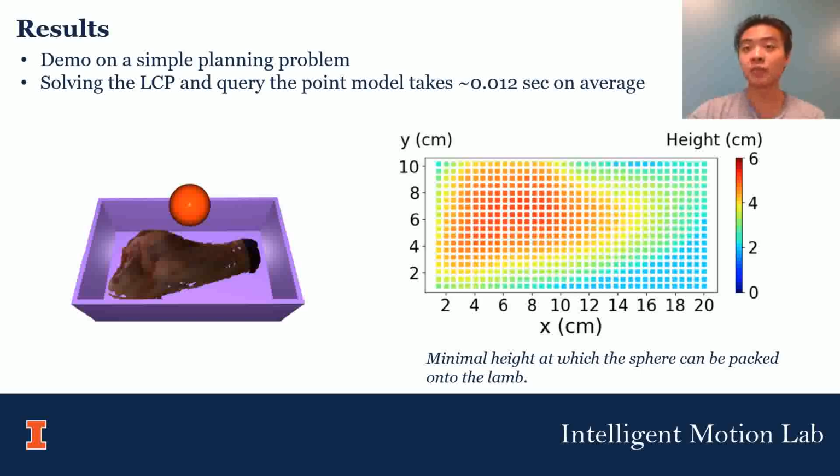We basically do a grid search, and the plot of minimal possible height of the sphere on the XY grid is shown here. Solving the LCP and querying the point models take about 12 milliseconds on average.